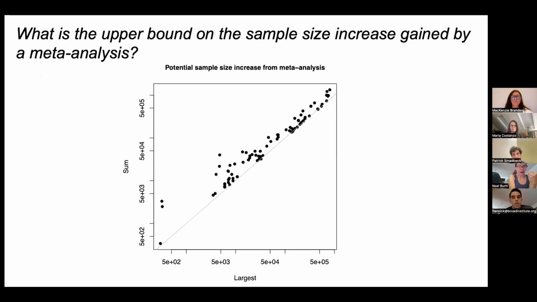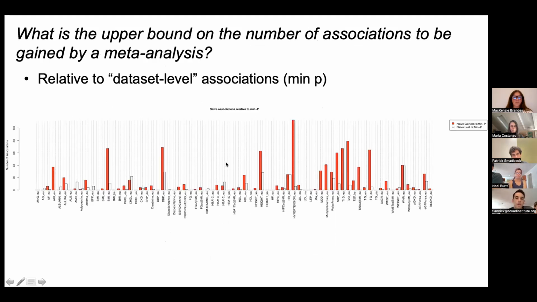Okay, so to start with, here's an upper bound on what you can expect to gain from these analyses. I'm plotting the sample size of the largest data set for each trait-ancestry pair. Those are the black dots, and then the sum of all of the sample sizes, which gives you an upper bound on the sample size increase if there were no overlap. This is log scale, so you can see that for most, the expected increase is somewhat minimal, but some have an order of magnitude gain in sample size, in this case, I think from 5,000 to 50,000, for example.